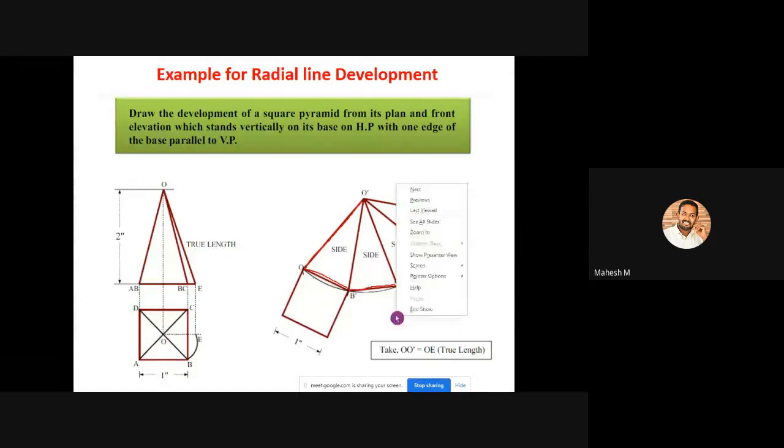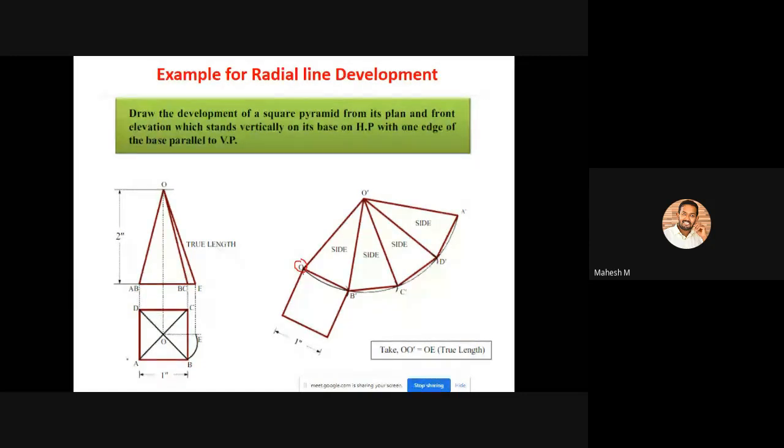Okay, after doing that, you have to name each and every point. This particular point can be called A dash, because we are having a bottom square face with the name A, B, C, D. So this particular point can be called capital A dash. Next, this particular point can be called B dash, this one is C dash, this one is D dash, and the final point notation should be the starting point notation.